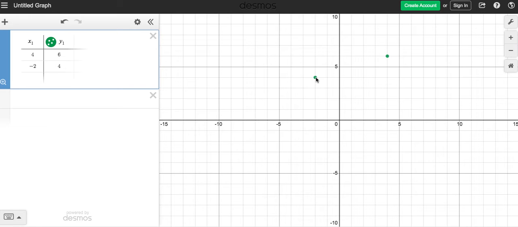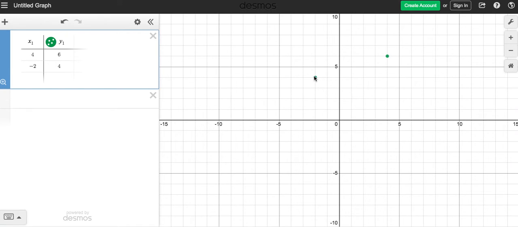So by going up 2, that's considered a rise of 2, and going over to the right 6, that would be a run of 6. So that would be 2 over 6, and we could simplify that to 1 over 3. So the slope of the line that these fall on is 1 over 3, or 1/3. That's how we find the slope.